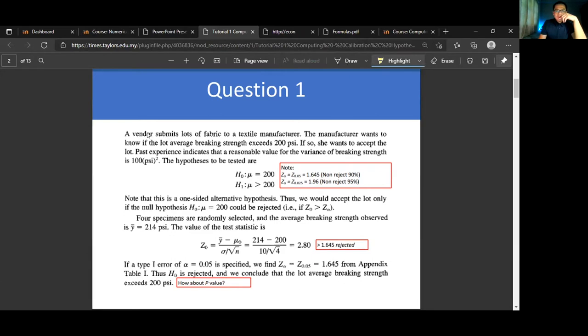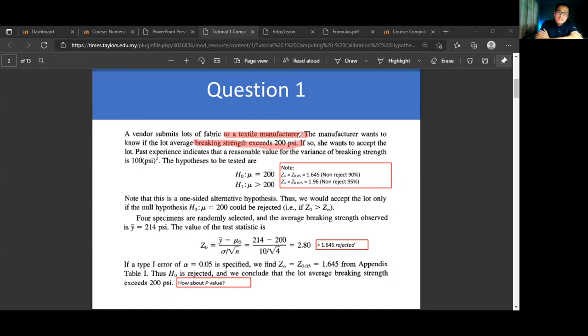So this vendor company submits a fabric. Oh, I cannot highlight. Okay, textile manufacturer. Now the manufacturer wants to know. So this is the factory. She wants to know if the fabric that she received exceeds 200 psi. Maybe the fabric that she wants to use requires some strength, maybe some special purpose clothing, like PPE and such.